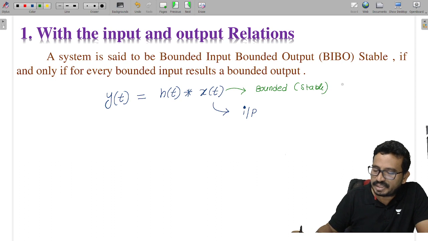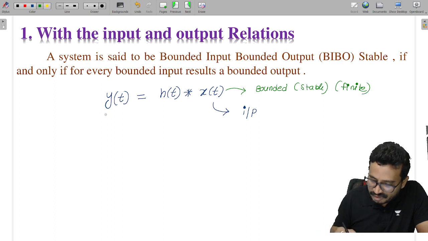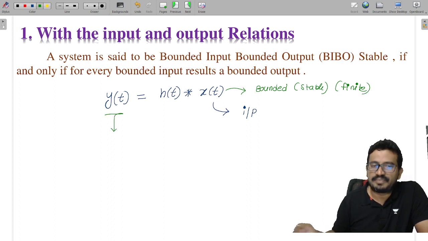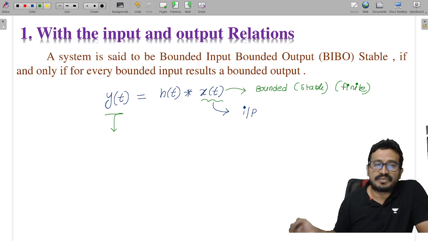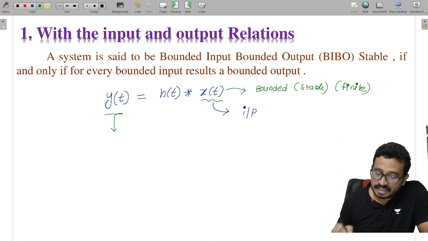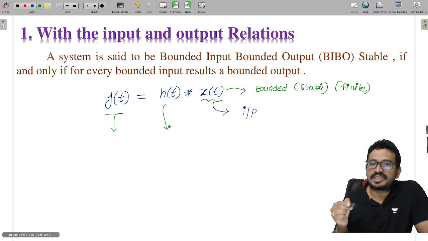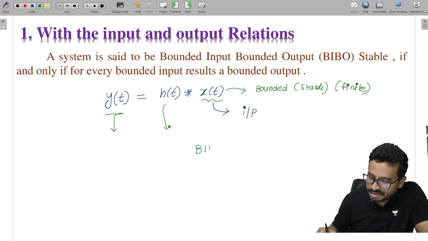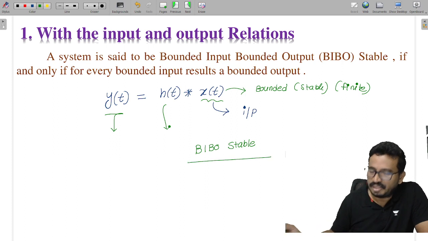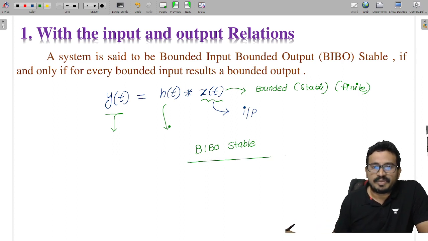If x(t) is a stable signal, we see whether y(t) is bounded or not. If for a bounded x(t), y(t) is also bounded, then I can say that this h(t) is bounded, that means the system is of bounded nature. This type of stability we call BIBO stable. That is, for a bounded input, if the output is bounded, then we call this BIBO stable.